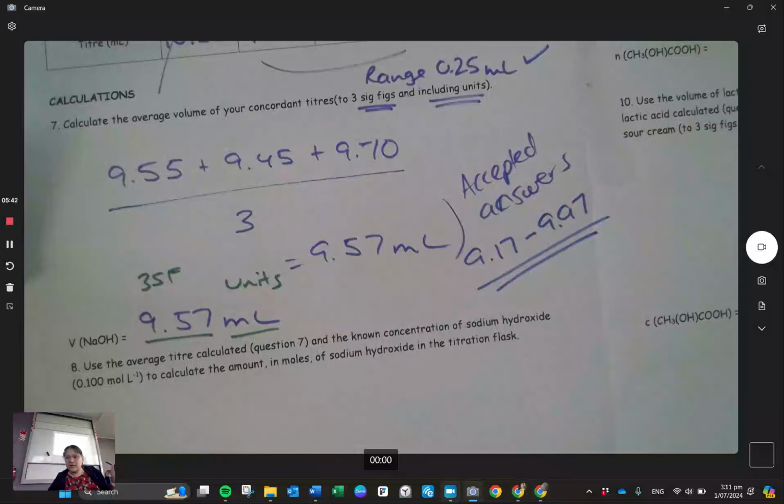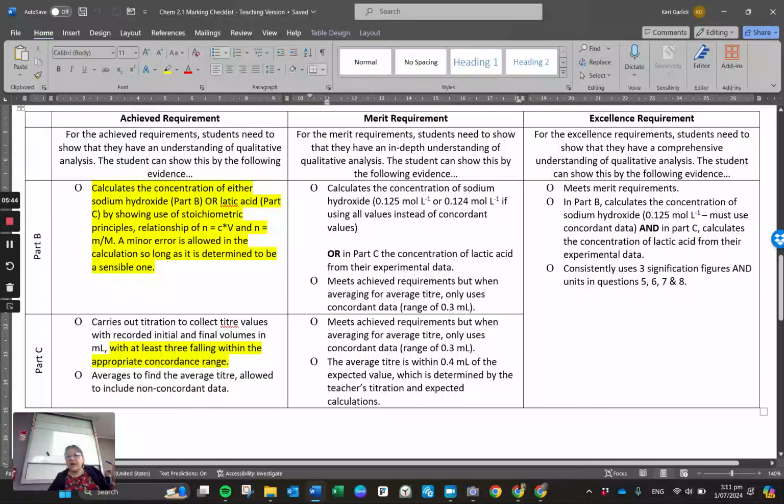So let me just show you guys the marking schedule again. All right, here it is. Average titer is within 0.4 of the expected value, which is determined by the teacher's titration and expected calculation. All right, so hopefully you guys are there. If not, you are stuck at achieved because you've collected your data, but it's not good.